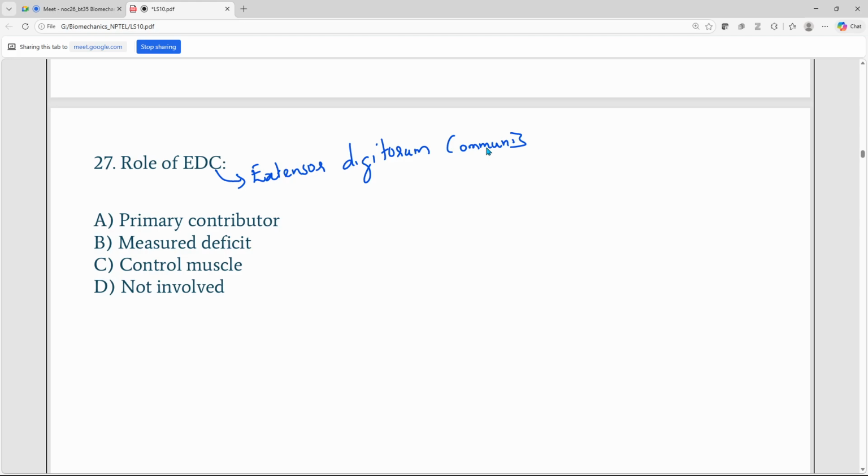What was the role of EDC, the extensor digitorum communis, found out from the study? Option A, it was the primary contributor to the enslaving effect. Option B, it was used to measure the force deficit. Option C, its activity served as a control to ensure subjects followed instructions. Option D, it was not involved in the study.